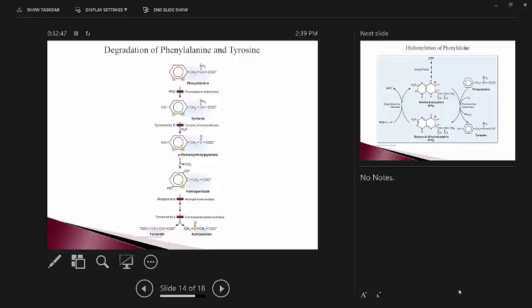All right. Then what happens to tyrosine? By the way, phenylalanine can go over here. It can actually go into making melanin. We're going to see that, I think, in the last lecture, next Friday.